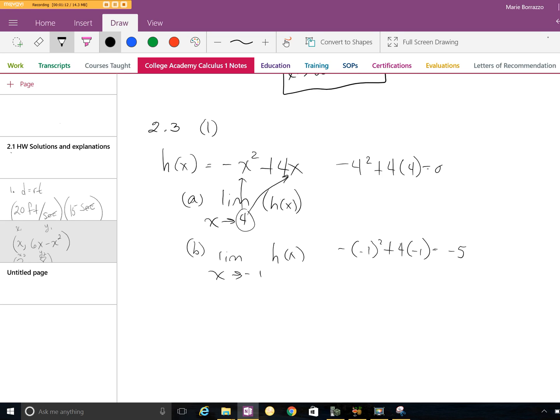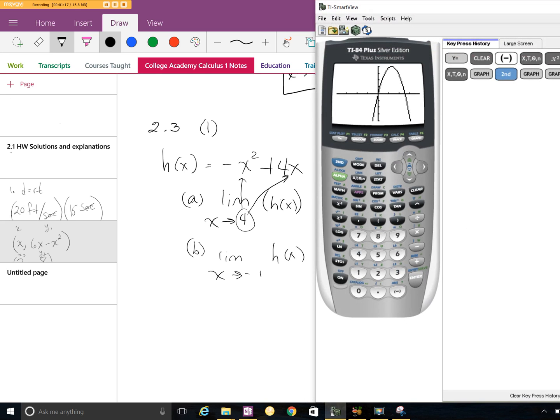Now, to prove this, what you'd want to do is, obviously, if you had a graphing calculator you could use, you would throw this into y equals, so I threw the function in, and then check the graph. So if you go, or the table, so if you go second graph, you'll see that we verify that when x is negative 1, y is negative 5.